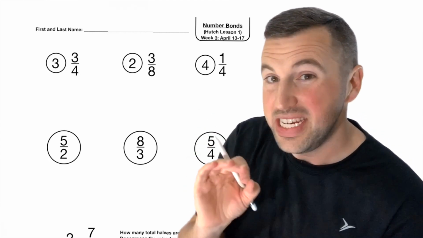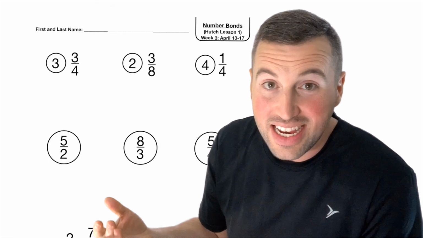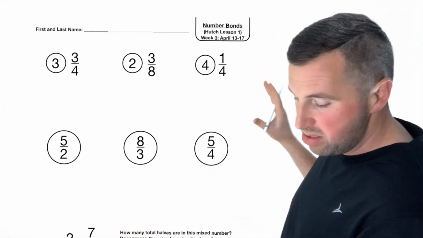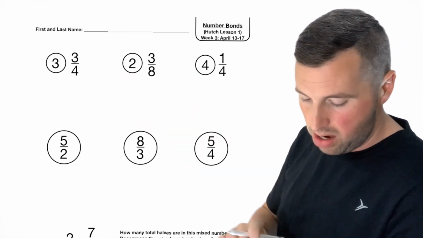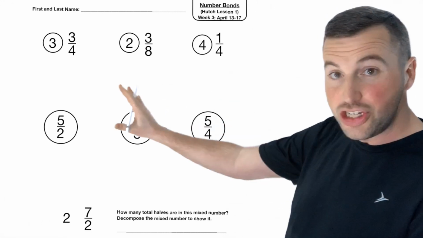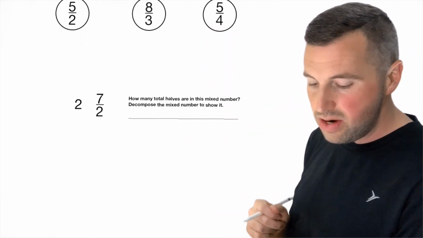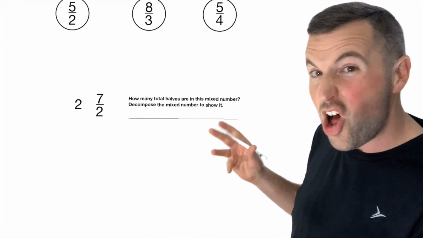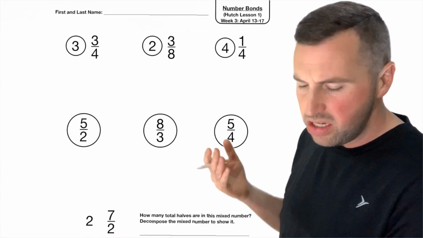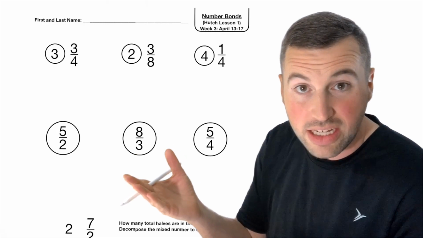I only want you to decompose the circled number. So if the fraction isn't circled, you don't have to decompose that. So I only want you to decompose these whole numbers for the top row, and then I want you to decompose the fraction for this row, and then down here, you actually need to decompose all of it to determine how many total halves there are. So let's take a look. We'll do a couple in each row, and then I'll let you do the rest on your own.